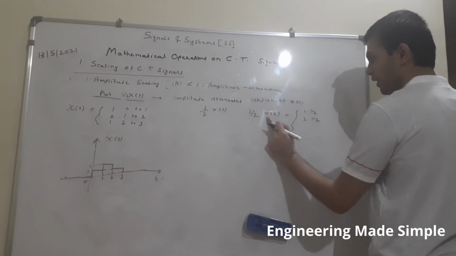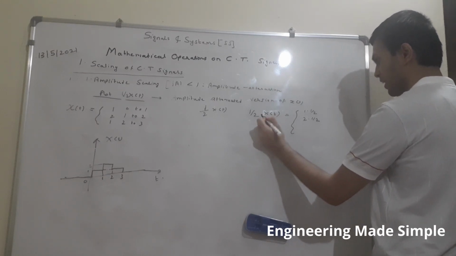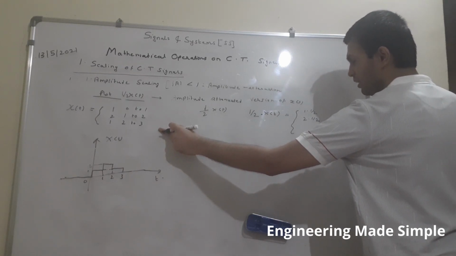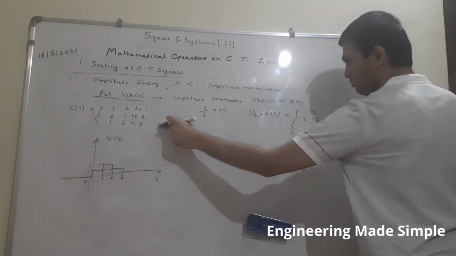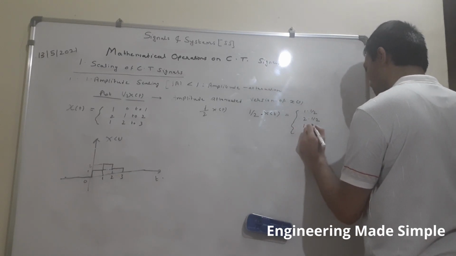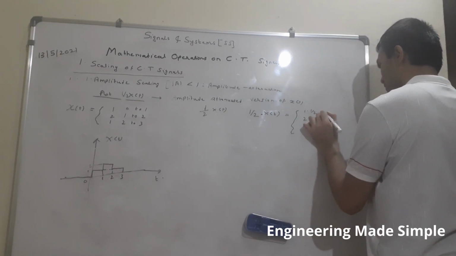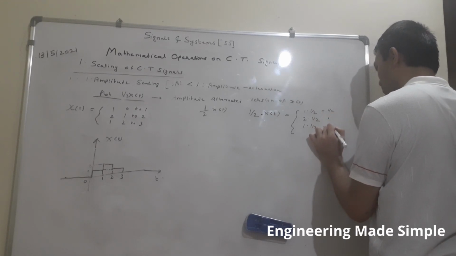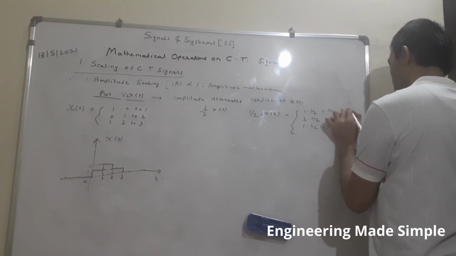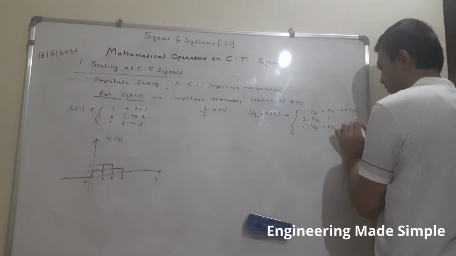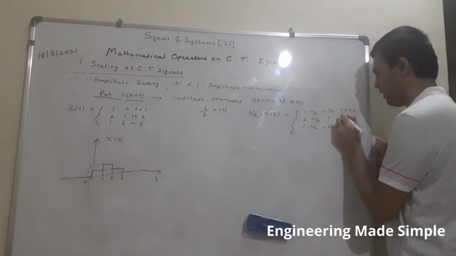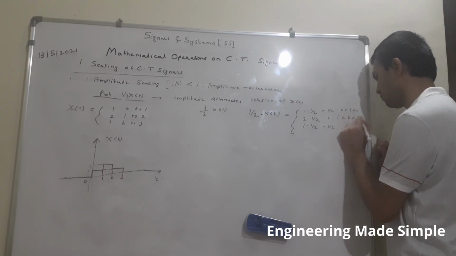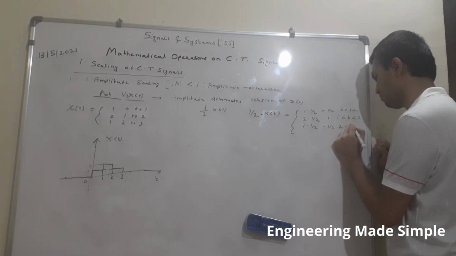Understand? Because we are multiplying half to x of t, that is nothing but the amplitude scale. So what was the amplitude in between the time intervals 2 and 3? 1. So it would be again 1 into 1 by 2. So what is the answer here? 1 by 2. And here it would be 1. And here it would be again 1 by 2. So this is for time interval 0 to 1. I hope this is clear. And this is for time intervals 1 to 2. And this is for time intervals 2 to 3.